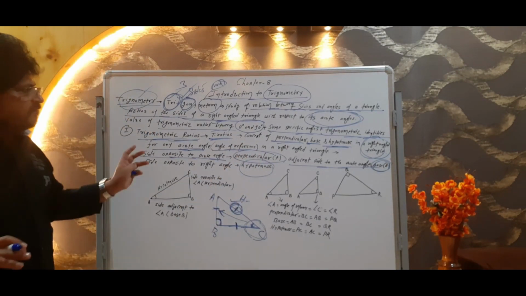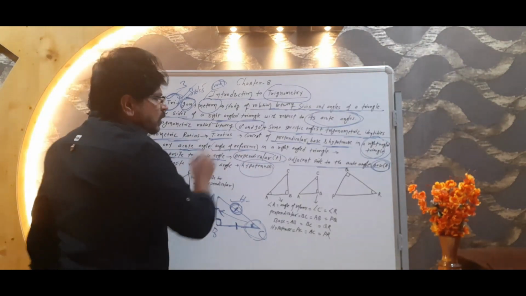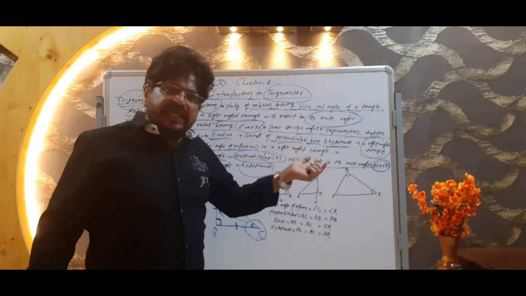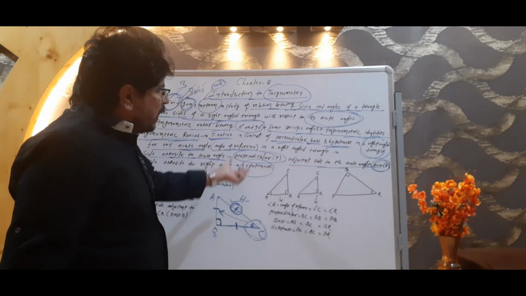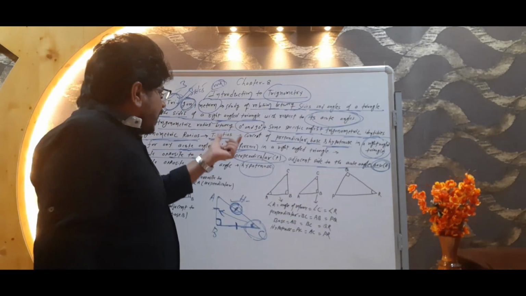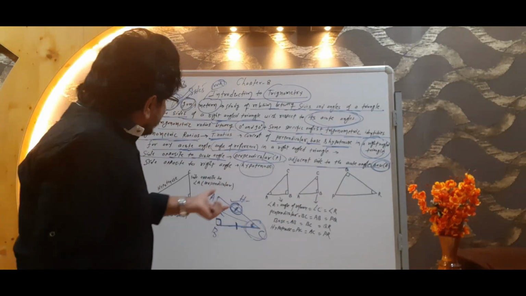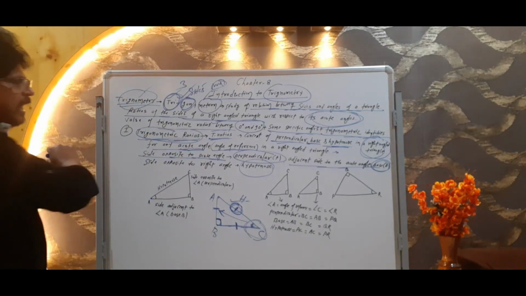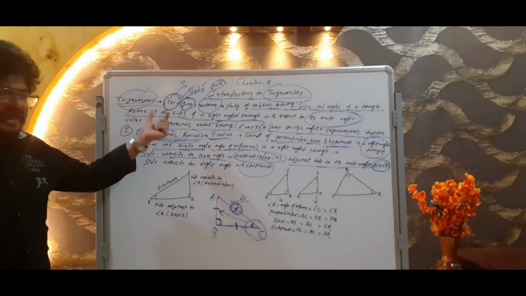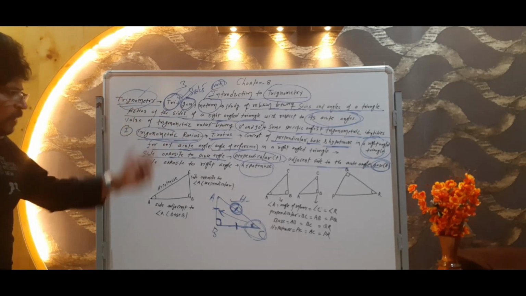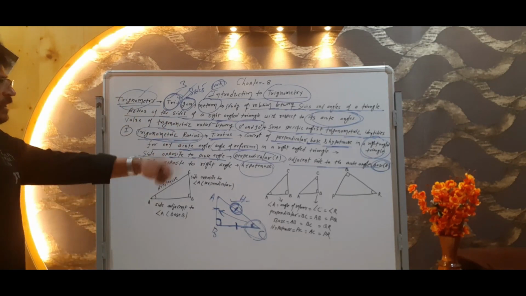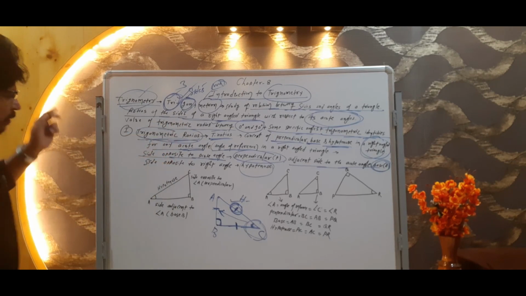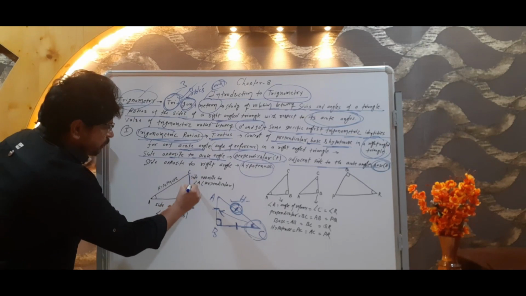So guys, three things are very important here: one is the perpendicular, another is the base, and the third is the hypotenuse. With the help of this perpendicular, base as well as hypotenuse, we will describe all the trigonometric ratios. Now once again, I am going to clear this concept of perpendicular, base as well as hypotenuse. Look, one more figure in front of you.